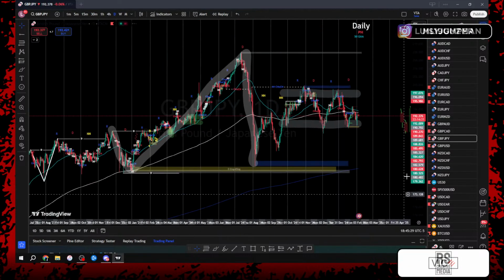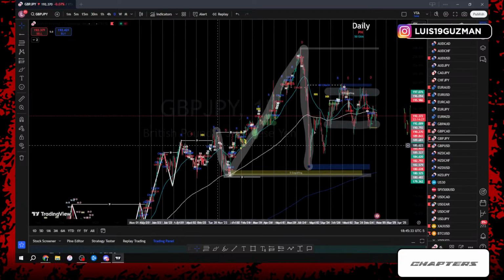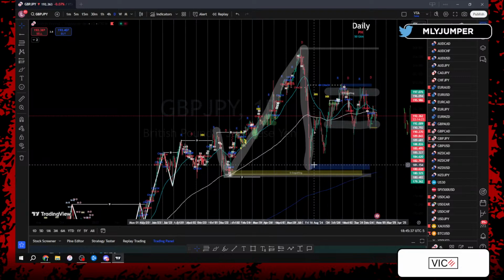Daily time frame on GJ. Right, GJ is still in peak high territory. We're in the highest point in the market. We're still uptrending. We're still making higher high, higher low, higher high, higher low.